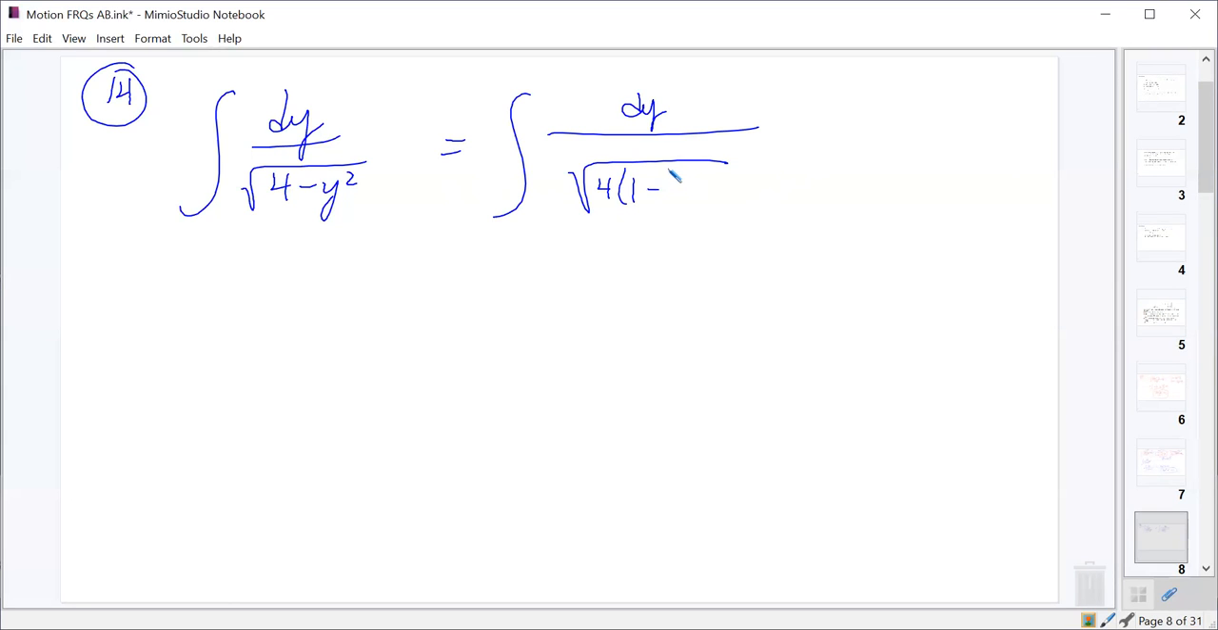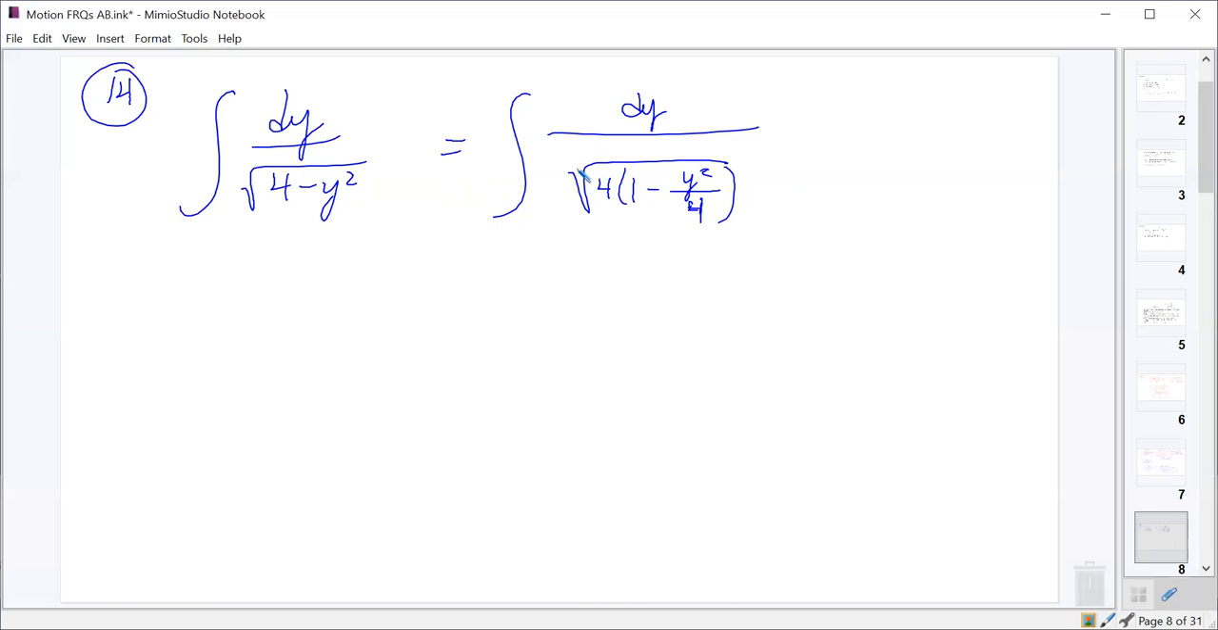What? Well, if I take a 4 out of y squared, what does that become? 4 times something has to be y squared. What is that going to be? Y squared over 4, right? So this is going to be our first step anytime we see something like that.